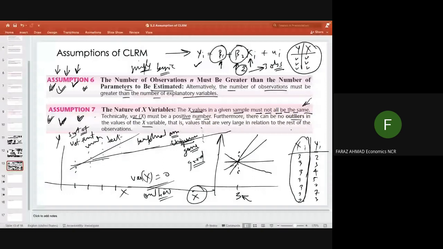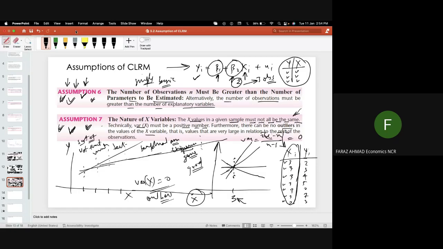Sir, could you please repeat the second and third point for assumption 7? The positive number and outliers. Okay. Variance of x must be a positive number. It is just putting the same point number 1 in some other words. So if xi is equal to 3 and it's not changing, then if you calculate the variance, what is variance? Xi minus x bar squared added, divided by n minus 1. It turns out to be 0, isn't it? You can calculate it yourself, right? Because the numerator will be 0.